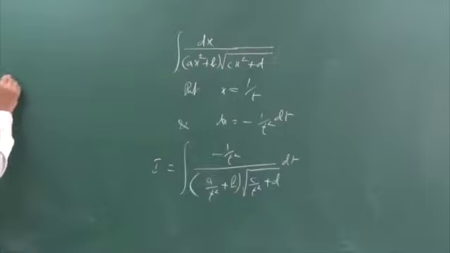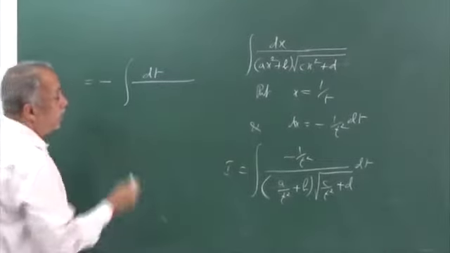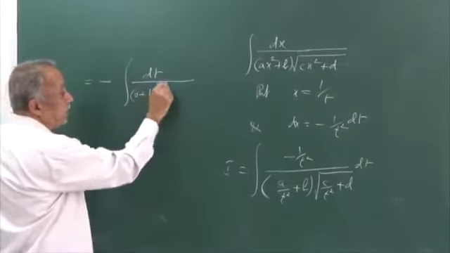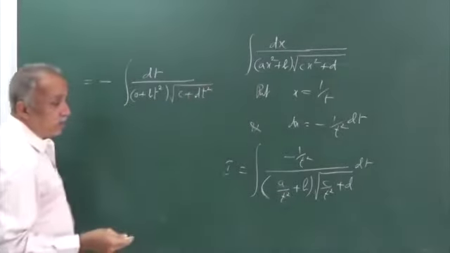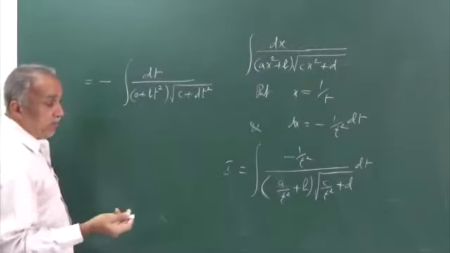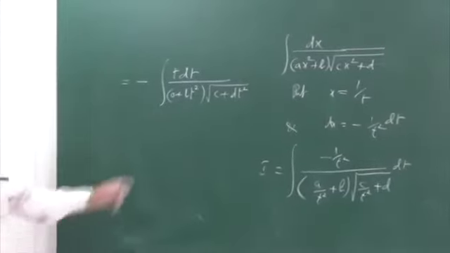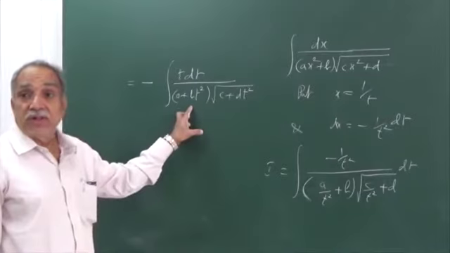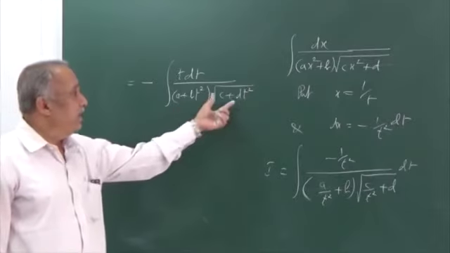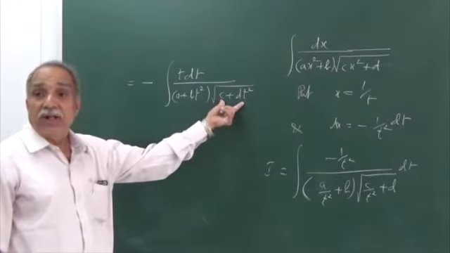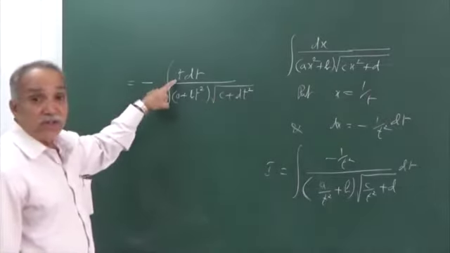On simplifying, what I get will be negative of dt by root of a plus bt square into root of c plus dt square. One extra t we will be getting in denominator. Let us shift it to numerator. Are you familiar with this kind of situation? Yes, it is workable. How? Simply apply a substitution for this quadratic under the radical sign. The substitution which may help you because of the presence of this t.